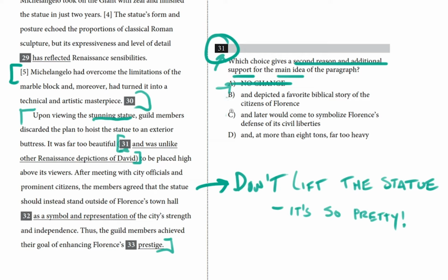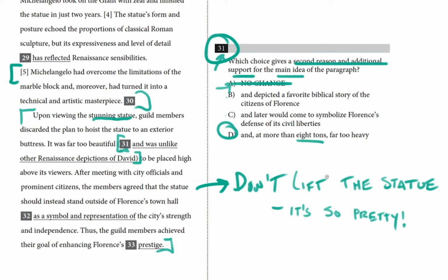C would later come to symbolize Florence's defense of its civil liberties. Again, that doesn't really have any bearing on why you wouldn't want to lift a big marble statue. So I don't feel confident about B or C. And let's look at D. The statue was far too beautiful, and D, at more than 8 tons, far too heavy to be placed high above its viewers. I think this is our answer, because first of all, this is a pretty evident, direct reason not to lift a giant statue.